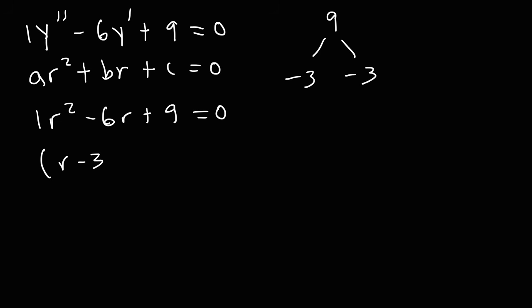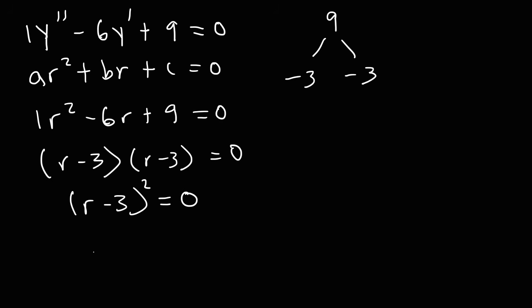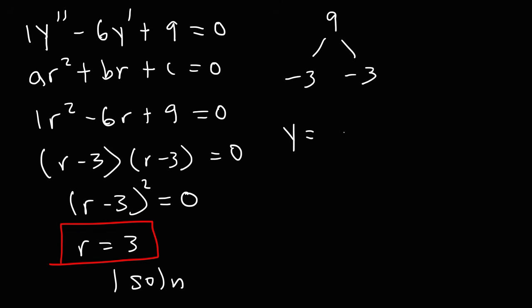So to factor it, it's going to be (r - 3)(r - 3). We can write that as (r - 3)^2, which equals 0. So we can clearly see that r is equal to 3. Now we have one real solution. And so the general solution is going to look like this.